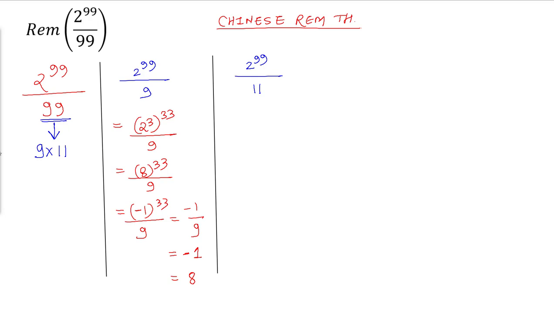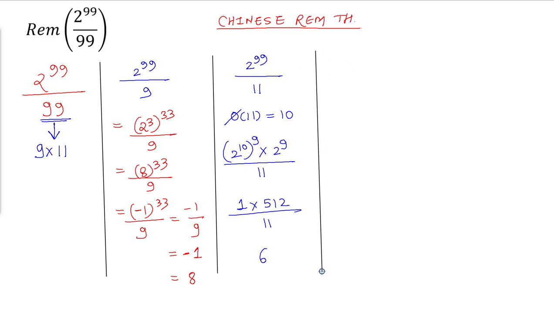Now let's divide 2 to the power 99 by 11. Here I will use Euler's theorem because 11 is a prime number, it will be easy. Euler of 11 is equal to 10. So 2 to the power 10, bracket to the power 9, into 2 to the power 9, divided by 11. Here the remainder is 1 into 2 to the power 9, which is 512, divided by 11. If we divide 512 by 11, the remainder is 6.